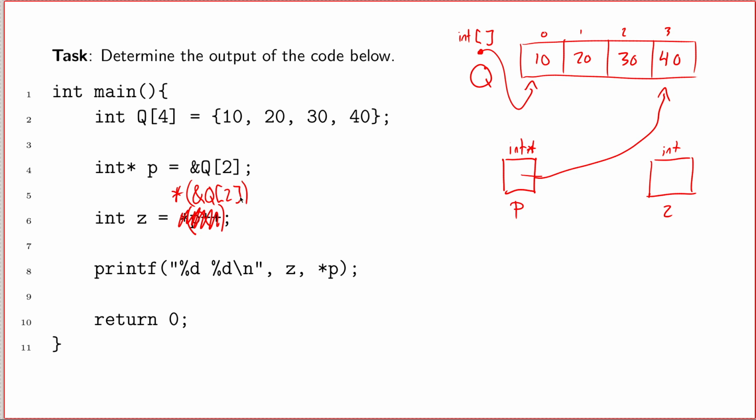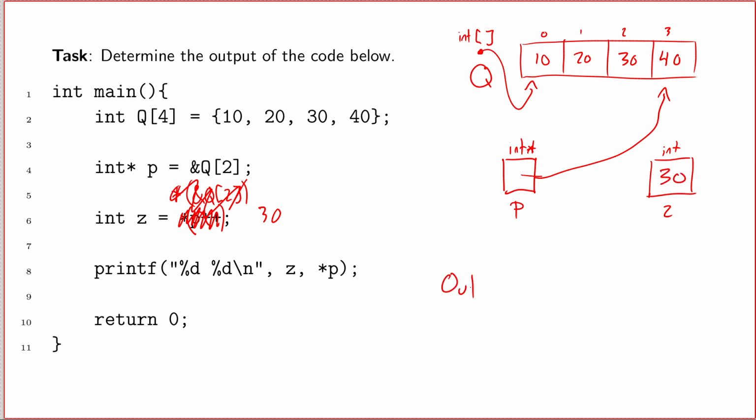In other words, create an arrow pointing at q sub 2 and then follow that arrow. So I create a notional arrow pointing at q sub 2. Okay, there it is. And then I follow that arrow, which gives me the value 30. So the value of z will now be set to 30.